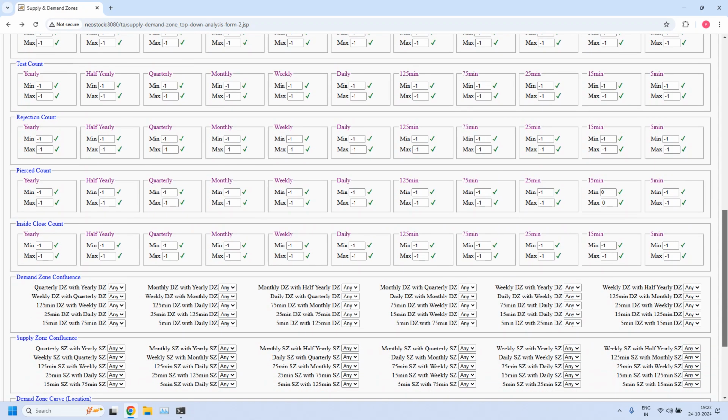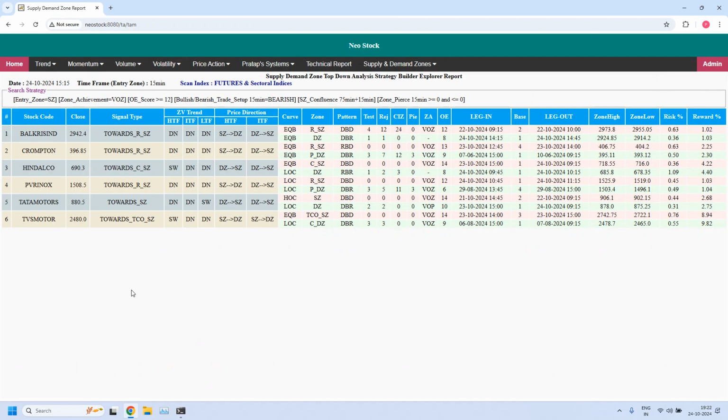We have to enable that filter. So I am enabling the filter: 15 minute supply zone with 75 minute supply zone confluence. With this filter, 6 stocks are filtered. All these 6 stocks have ITF confluence, that is, the 15 minute supply zone is part of the 75 minute supply zone, and the 75 minute trend is a downtrend.